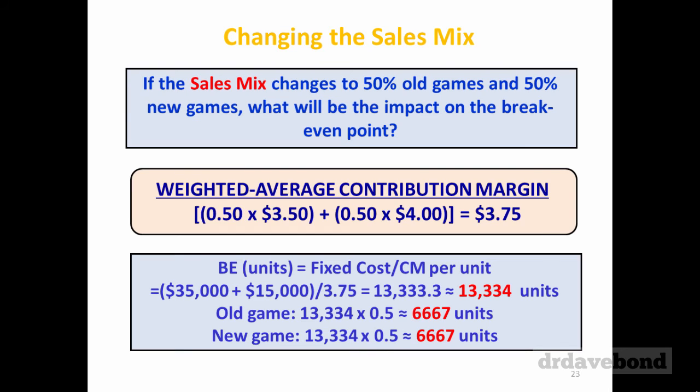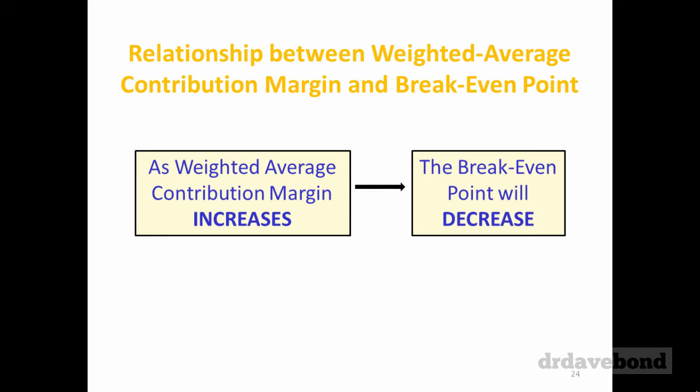Separated out, you're selling 6,667 units of each of the old and the new. Just what we were saying, as contribution margin increases, the break-even point will decrease. But think about this for a second. I know it's talking about weighted average, but contribution margin is price less variable costs per unit.